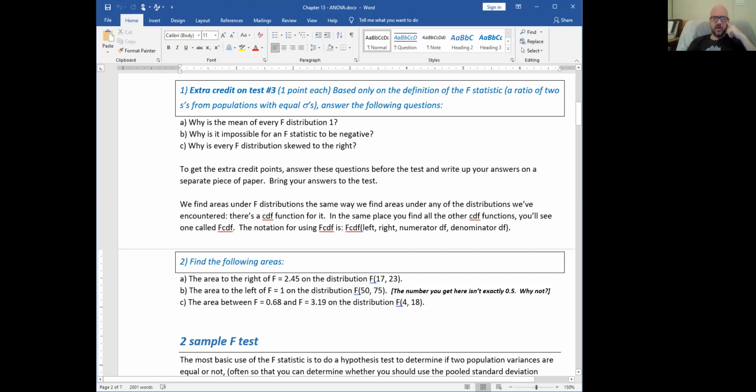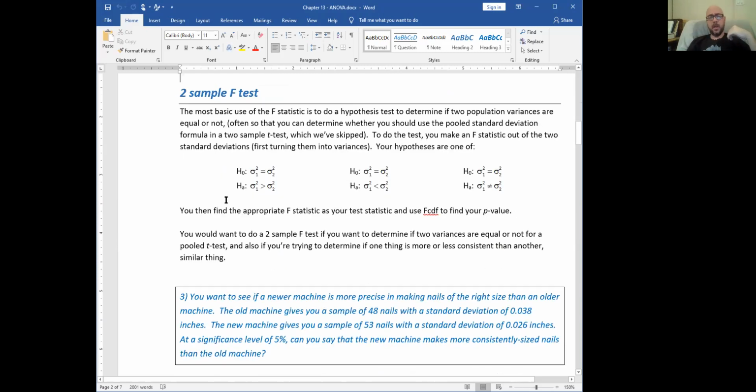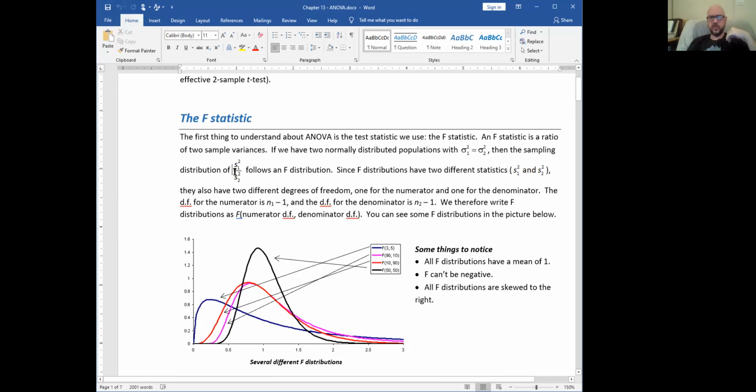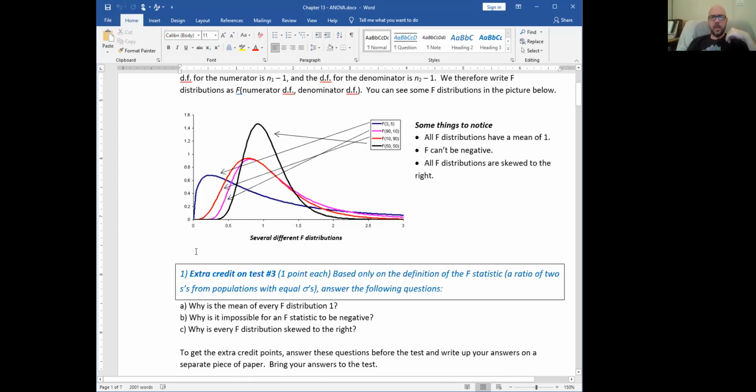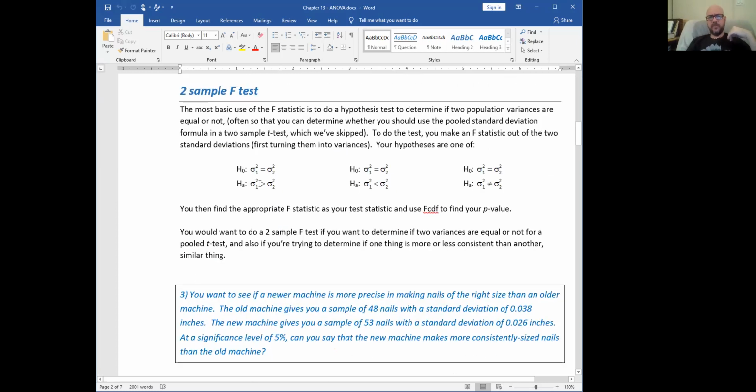So here's what a two-sample F-test is. I'm going to assume you watched the last video. A two-sample F-test compares two variances, right? If you remember, an F statistic is a ratio of two sample variances. And so what we're going to do with a two-sample F test is test to see if it's reasonable to think that two population variances are equal if we have two sample variances, right?